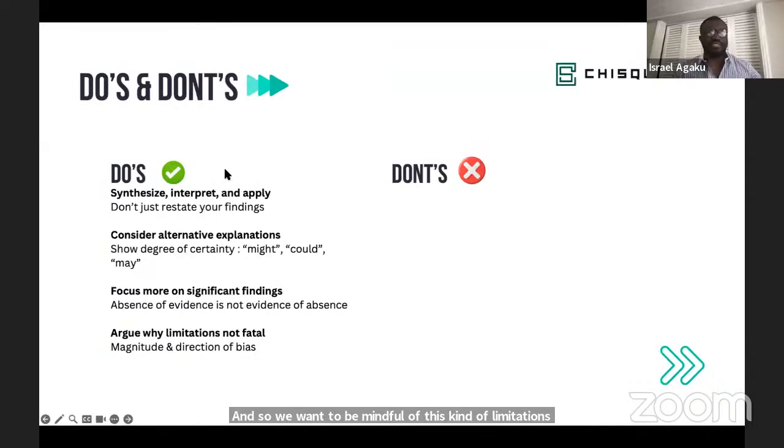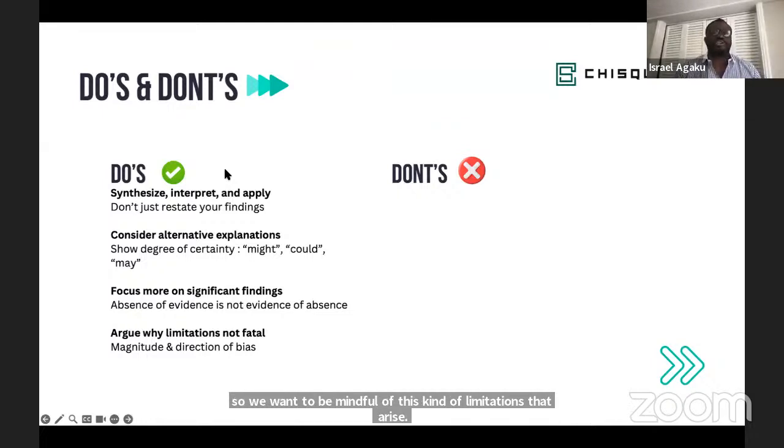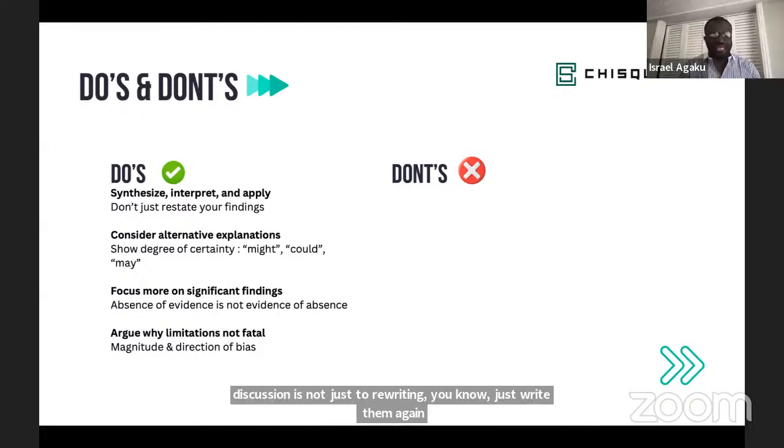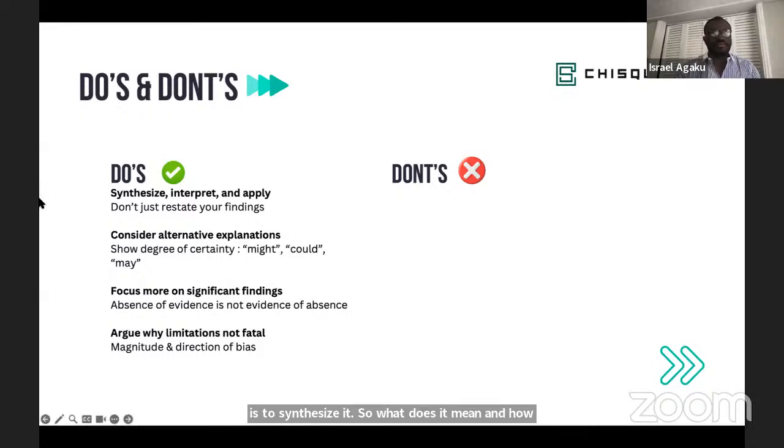Some basic do's and don'ts. The goal of a discussion is to synthesize, to interpret, and to apply. So don't just restate your findings. This is a very common problem you see in discussions. People just rewrite the results in another form. No, that's not the point of the discussion. It's not just to rewrite it and write it again. It's to synthesize it. So what does it mean, and how do we apply it?